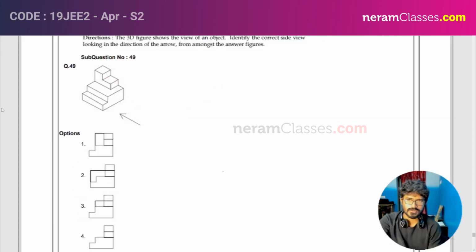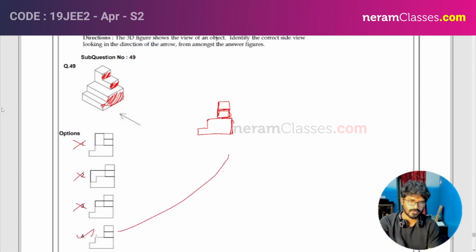Question number 49 is we need to find out the correct elevation for this 3D figure based on the direction of the arrow. So I'll start drawing this elevation here. So this shape will be seen like this, and there is the same kind of rectangle below that, so it will be like this, and there is this shape which will be like this. Okay, so if we match this, 1 is wrong, 2 is also wrong, and 3 is also wrong. Option 4 is the right answer.